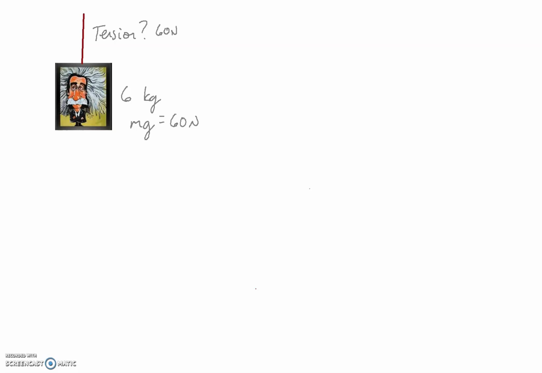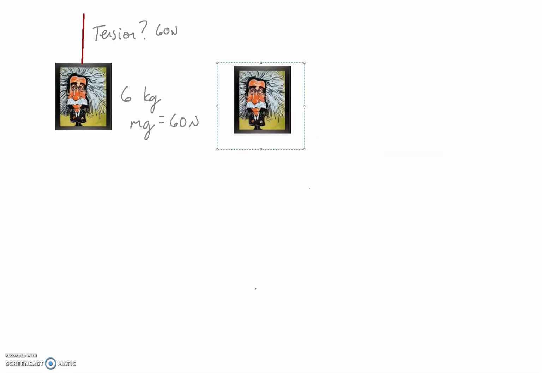Now, what if we change the situation a little bit? What if we took the exact same picture, except this time we supported it with 2 strings instead of 1 string? Maybe something like this. Same picture. Well, it's not exactly difficult to figure out what the tension would be in the strings. If it's a 60 newton weight, and now you have 2 strings, we just distribute it. There'll be 30 newtons in this one, and 30 newtons in this one. It's just that easy. The 2 strings will distribute the weight between them.